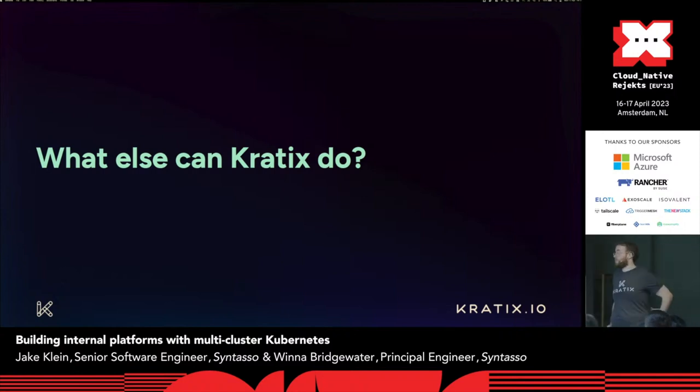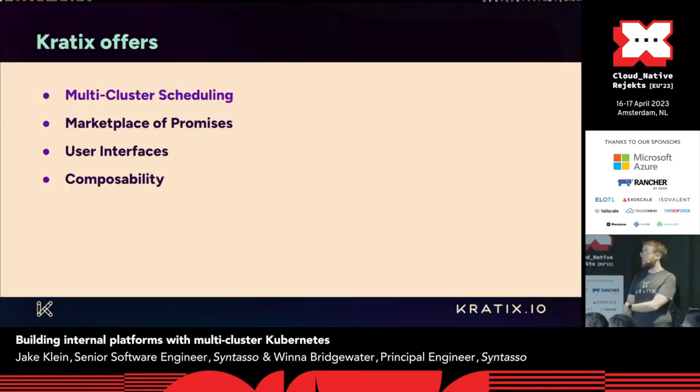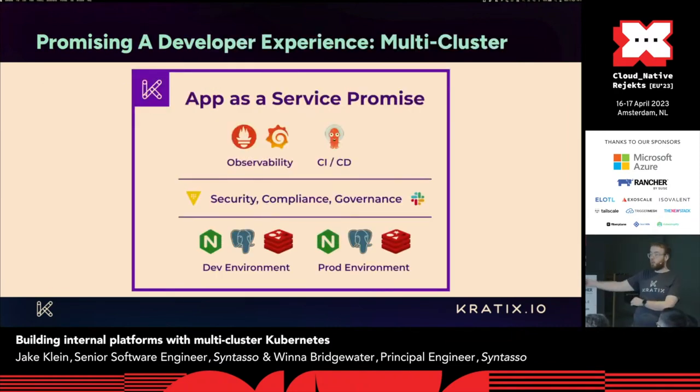Awesome. Thank you, Wenna. So the first thing I want to talk about is multi-cluster scheduling. We talked about this promise as a whole having lots of different components. We talked about it needing CI/CD, observability, and obviously the different services that you need across your different environments. Most companies nowadays are doing multi-cluster. There are loads of great reasons why you'd want to separate out stuff across clusters. Maybe it's security concerns. You don't want certain applications co-located on the same clusters. Maybe it's concerns around availability. If a particular AZ in the cloud goes down, you want to make sure your application is still working, so you might deploy it across different regions or different availability zones.